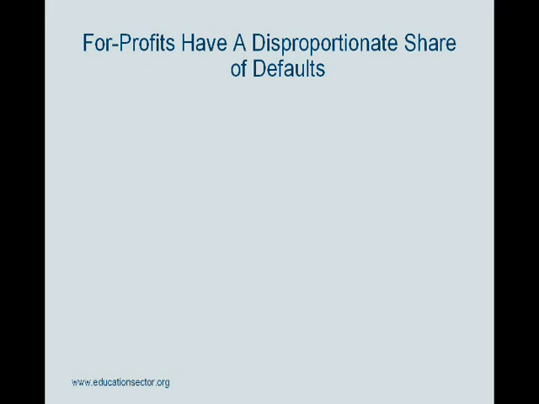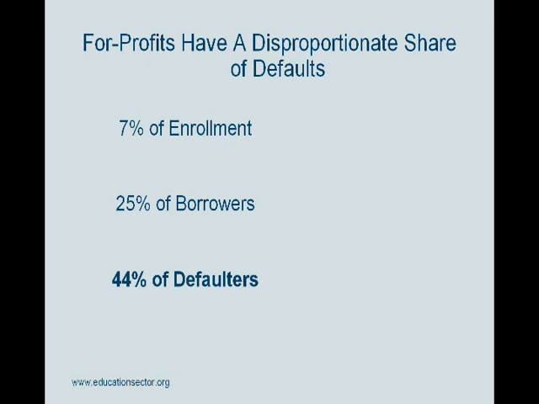These colleges and universities enroll just 7% of higher education students nationally, yet 25% of all borrowers and 44% of those who default on their loans within 3 years come from the for-profit sector.